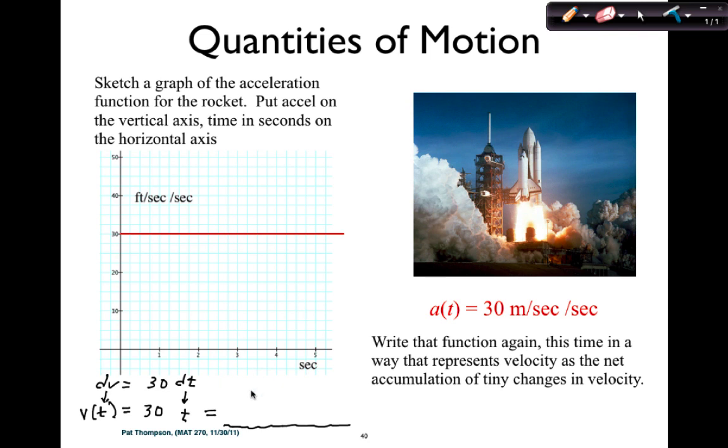There's one thing we should learn right now. Accumulation of tiny changes is integral from 0 to, our independent variable is t. So now it's a little weird. We're going to throw the t here, right? Of what? The rate of change. What's the rate of change? 30. D something else. So I'll say du.